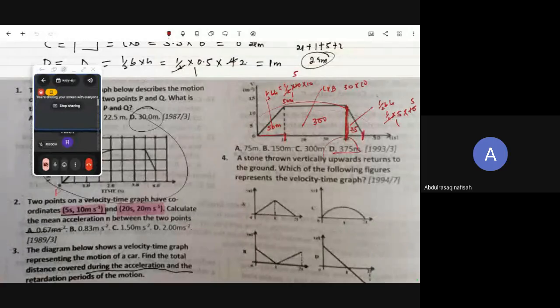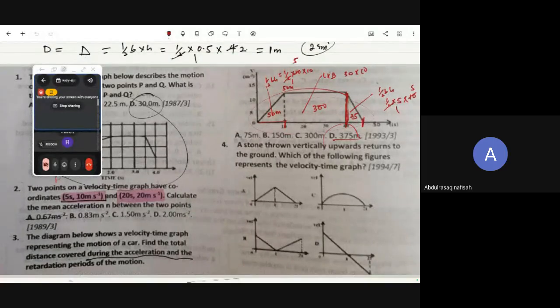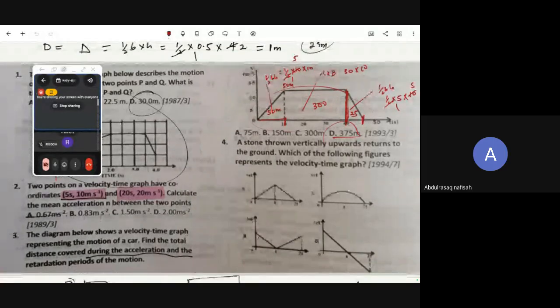Now, a stone thrown vertically upwards. So the stone is thrown upwards. Now you know upward motion, it's not projectile motion and it's not inclined at a particular angle. So it is just vertical motion. We throw it upwards, it gets to a maximum height and it comes down. That's what happens. So a stone thrown vertically upwards returns to the ground. Which of the following figures represents the velocity-time graph?